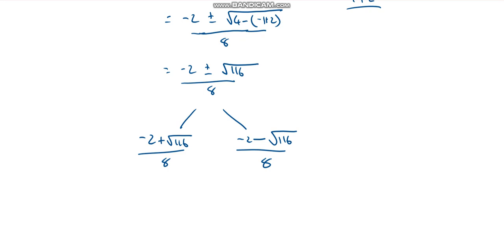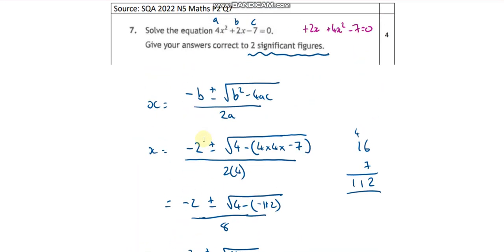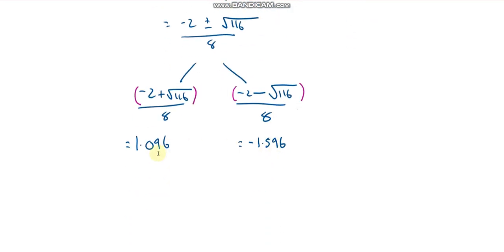And you can do that on your calculator. Just be careful that you do, depends on your calculator, but make sure that's all together because it's all divided by 8. You should end up with these as your answers, and these are the x values of the roots of your equation. Now, we're not quite finished because remember I asked for 2 significant figures, so write it out like what you get in the calculator and then sort out your significant figures.